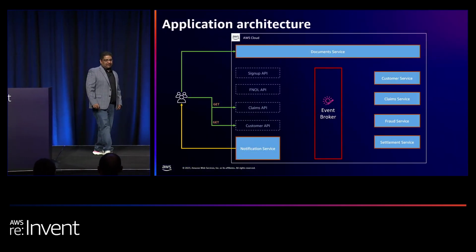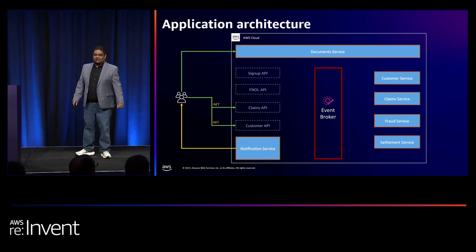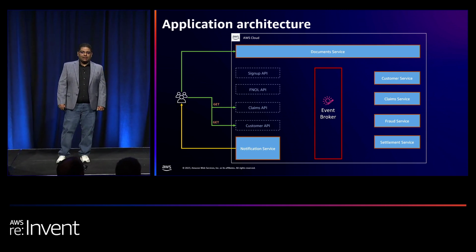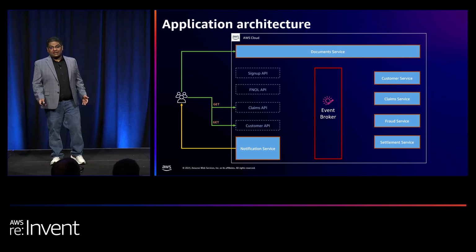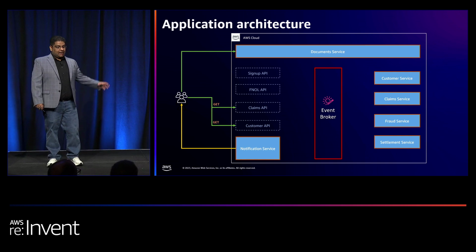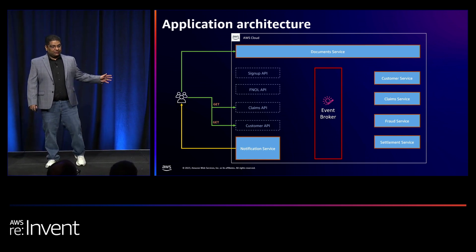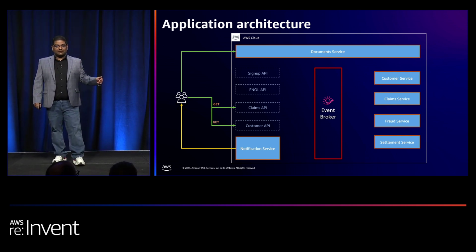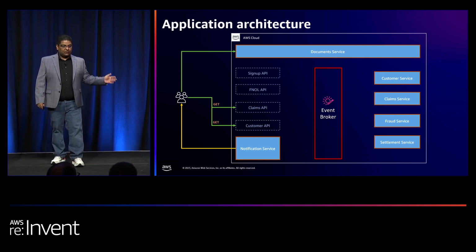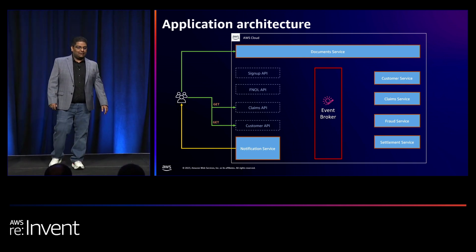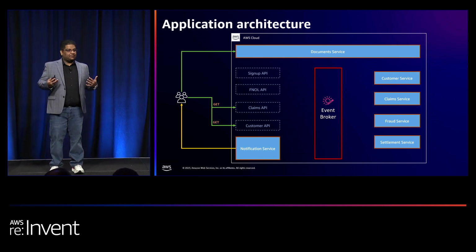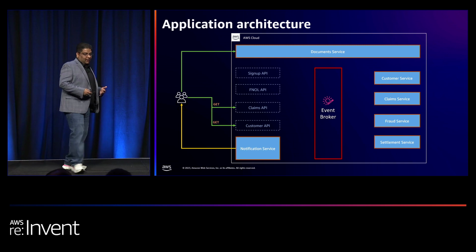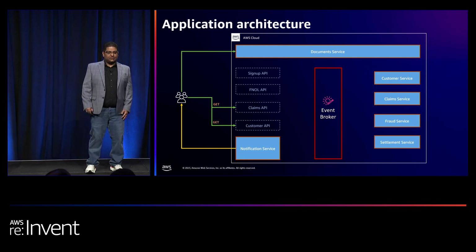So what we saw is this architecture. The blue boxes are the domains that actually did the work. The red box is the event broker. In this case, I'm using EventBridge. And you'll see some dotted boxes on the left, which is sign up API. Those are the APIs that are used to sign up, FNOL API to file a claim. And then you have claims API, customers API to read that information back as a GET request. And then you have notification service to send notifications back.